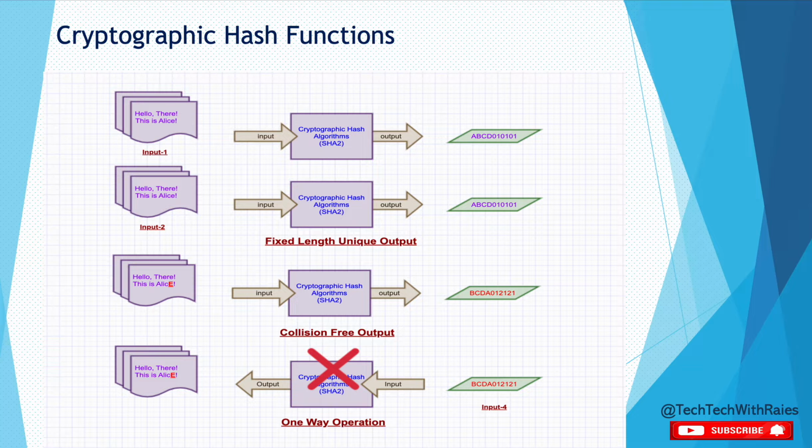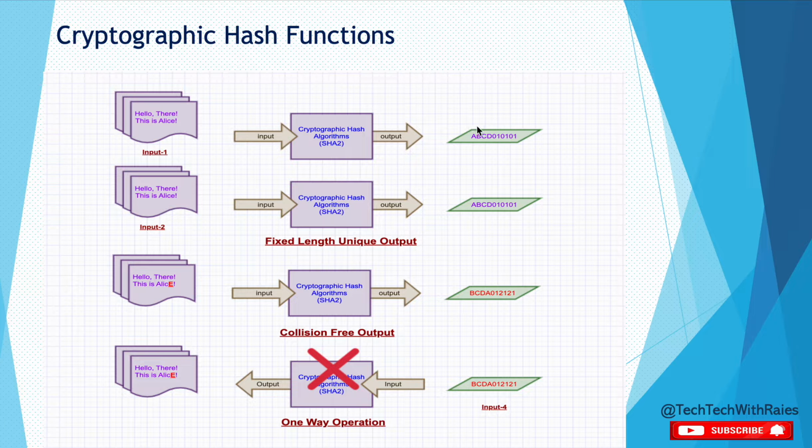We'll learn a little more about cryptographic hash functions. Like I said, cryptographic hash functions take variable length input, but generate a fixed length output. From this pictorial representation, you can think of cryptographic hash functions that can differ based on algorithms like SHA-1, SHA-2, MD5, base64, etc. The input is passed, like here, "hello there, this is Alice", and it will generate a fixed length output here.